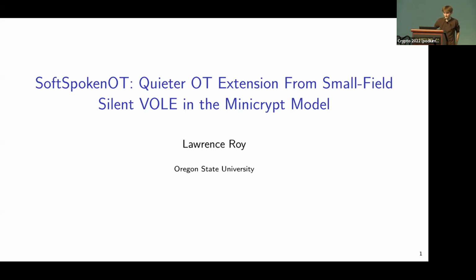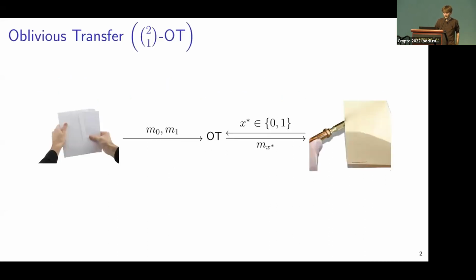I'd like to discuss soft-spoken OT, a new OT extension technique. In a one-of-two OT, there are two messages, M0 and M1, chosen by a sender. The receiver picks which message, M_x*, that it wants, and it must learn nothing about the other message, and the sender must not learn which message was chosen.